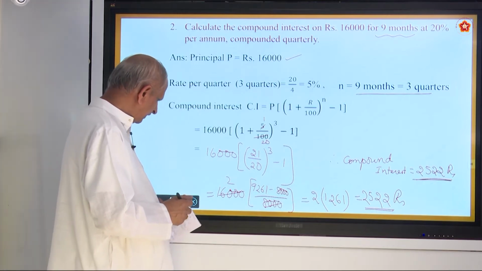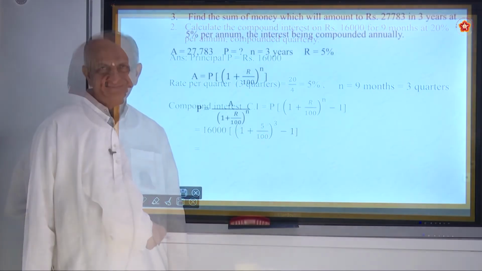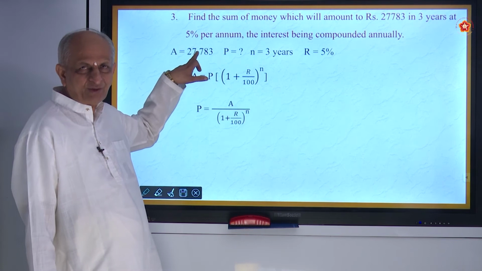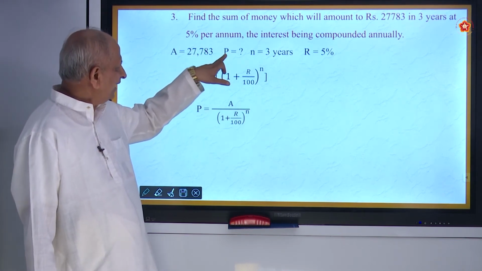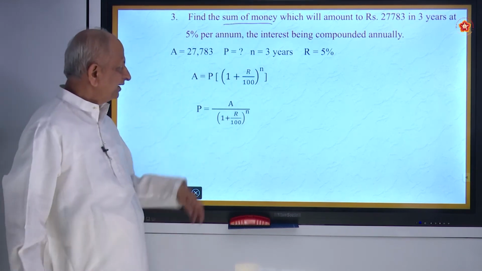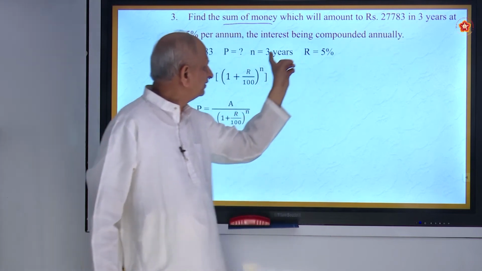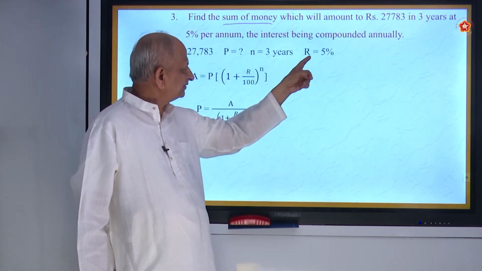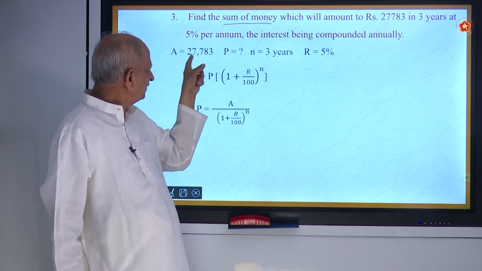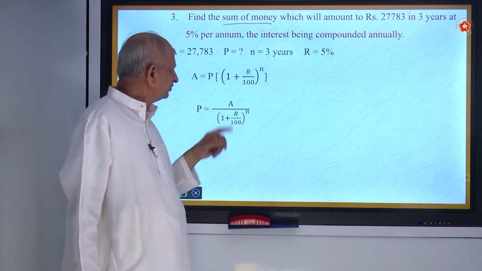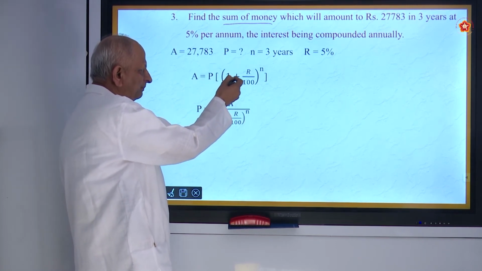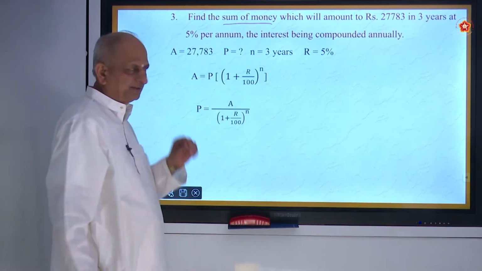I think some of you might have already done it because it's a direct question. In this problem, amount is given to be 27,783 and they are asking how much sum of money, that is principal. Number of years is 3 years. Rate of percentage is 5%. Amount is 27,783. So you have to use the formula amount is equal to P is principal, 1 plus R is rate of interest, N is number of years.